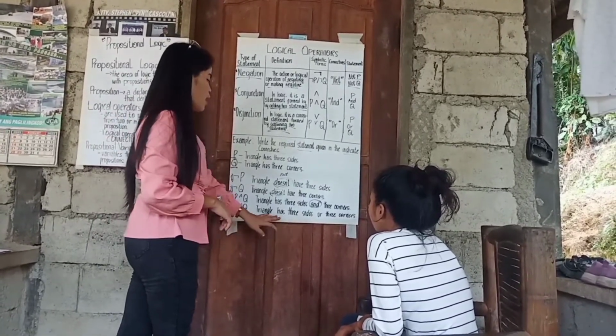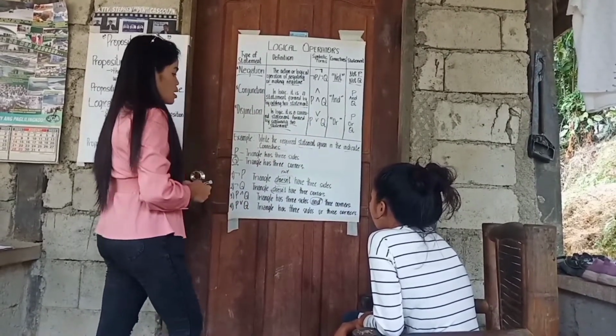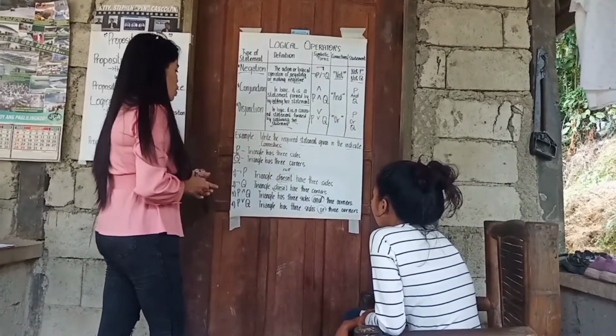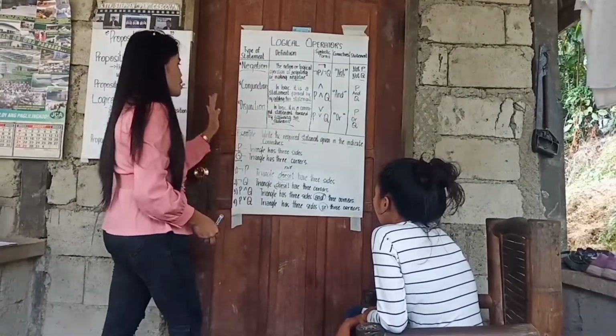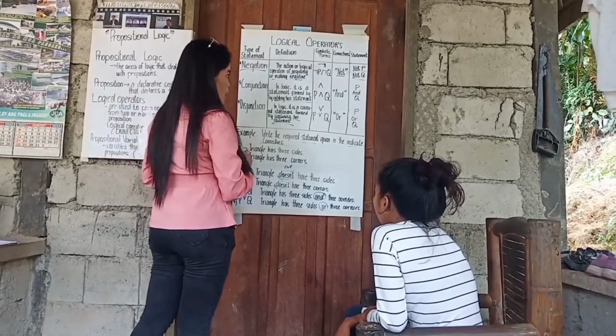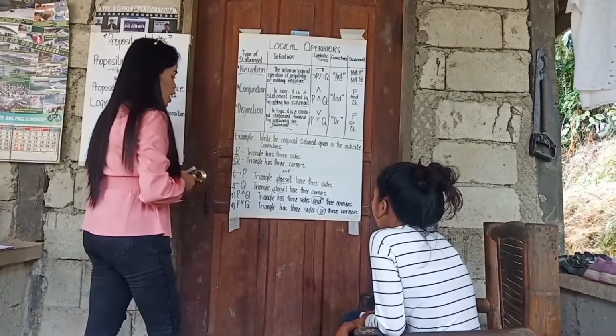From this, triangle has three sides or three corners. So disjunction is denoted by or. As you can remember, disjunction is combining the two statements. So kaya ang ginamit natin na word dito is or, kasi ito yung connective natin.